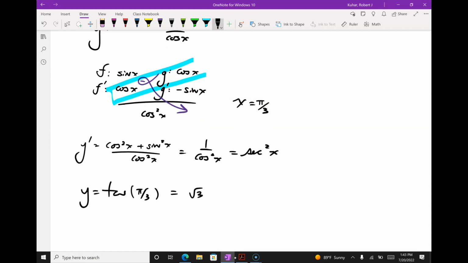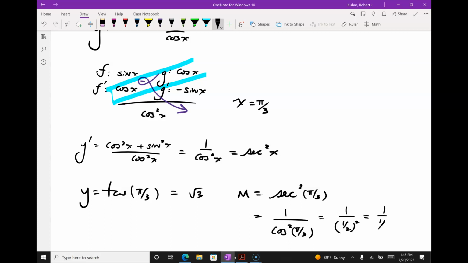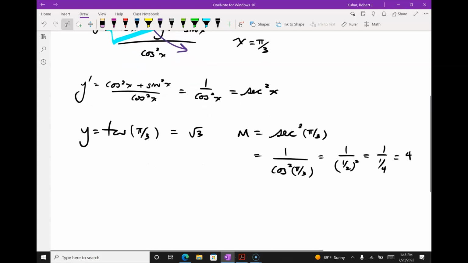I need a slope. That's going to be secant squared of pi over 3. I don't really think too much in terms of secant, so I'll do the reciprocal of cos squared. And cos of pi over 3 is 1/2. So I get 4. Tangent line, you should be racing me.